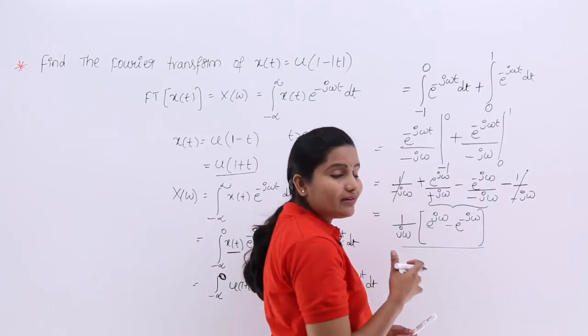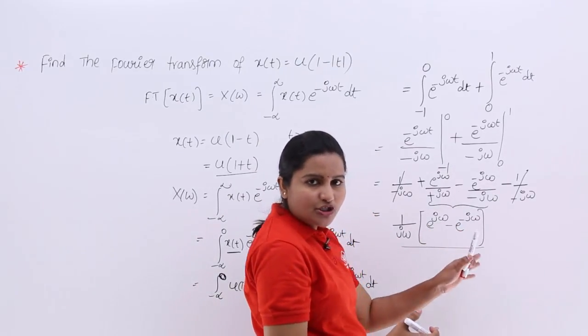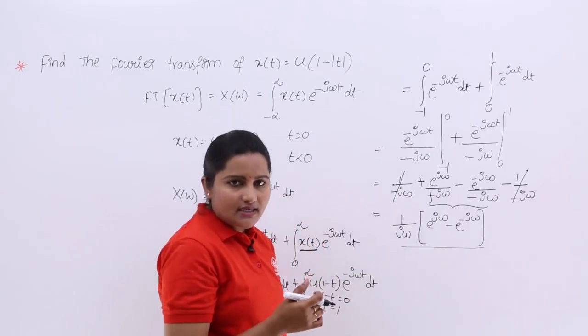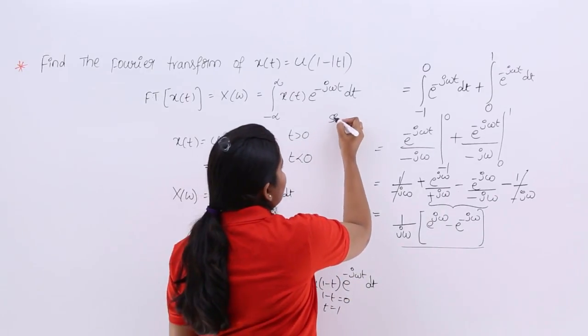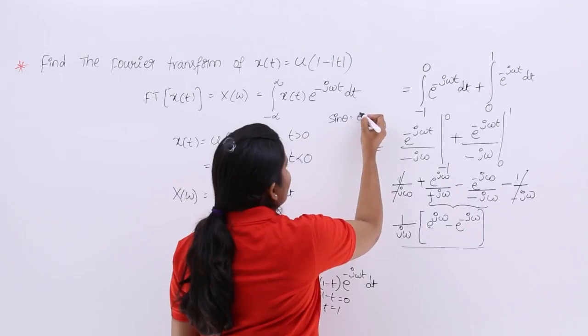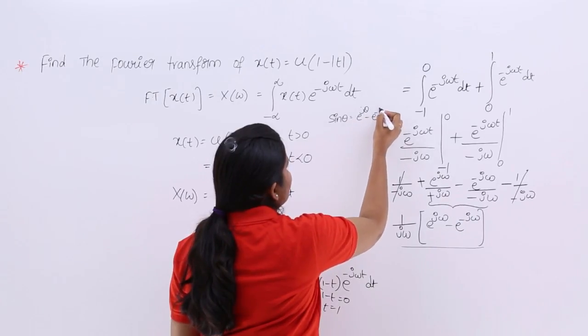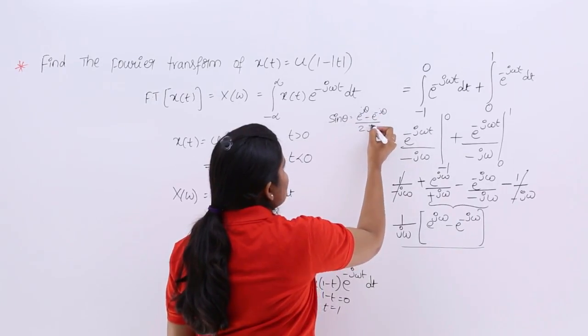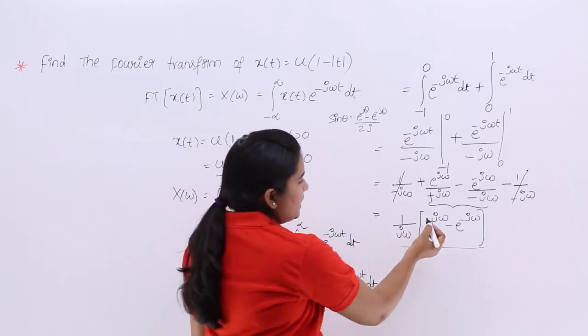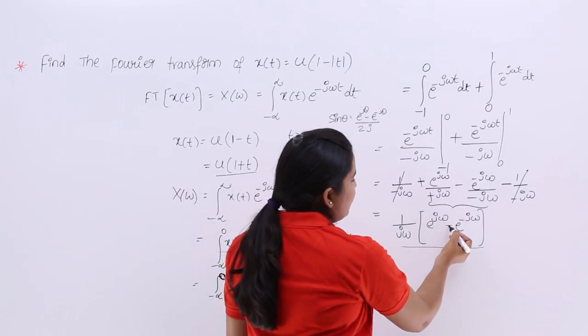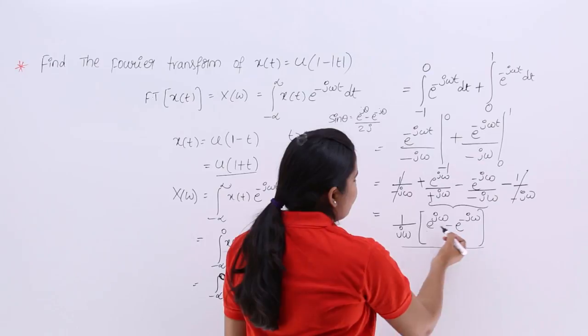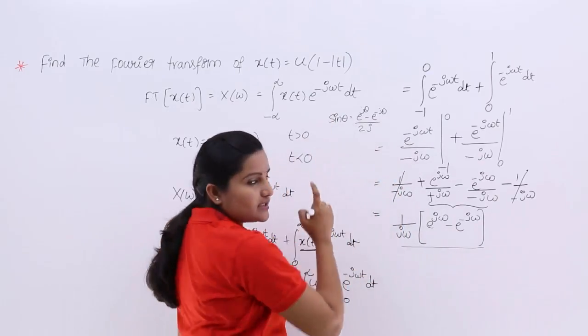How will we relate with the sine function when exponentials are there? Sine theta is always equivalent to e power j theta minus e power minus j theta divided by 2j. This is the sine theta formula. So, here we are having e power j theta minus e power minus j theta divided by 2j, we require to write it like sine theta.